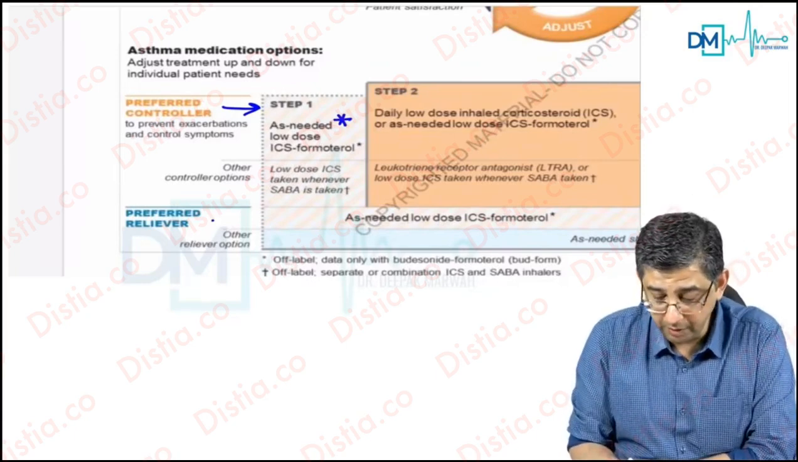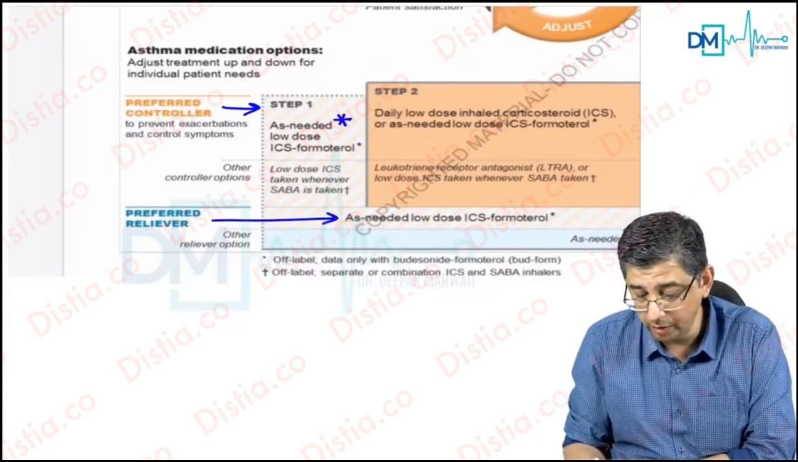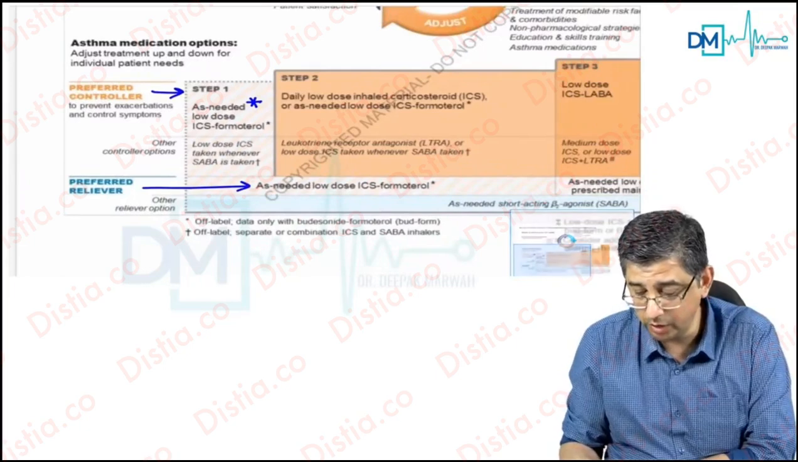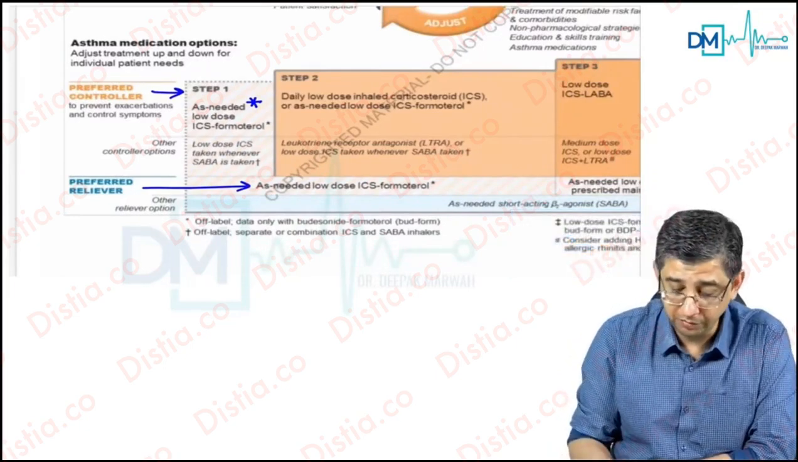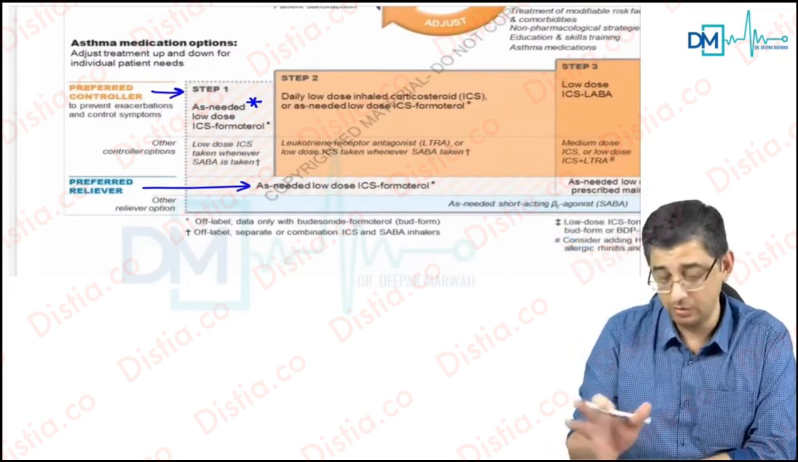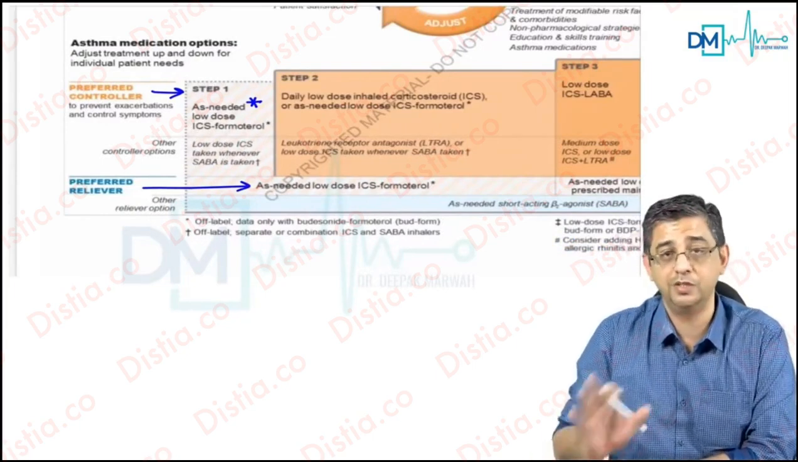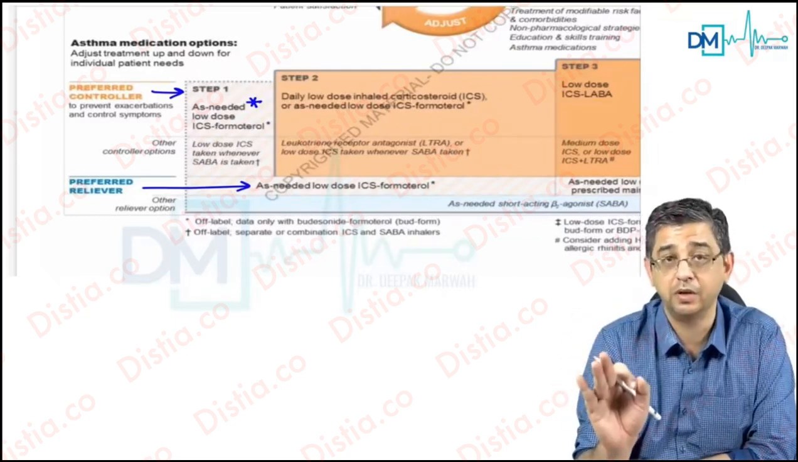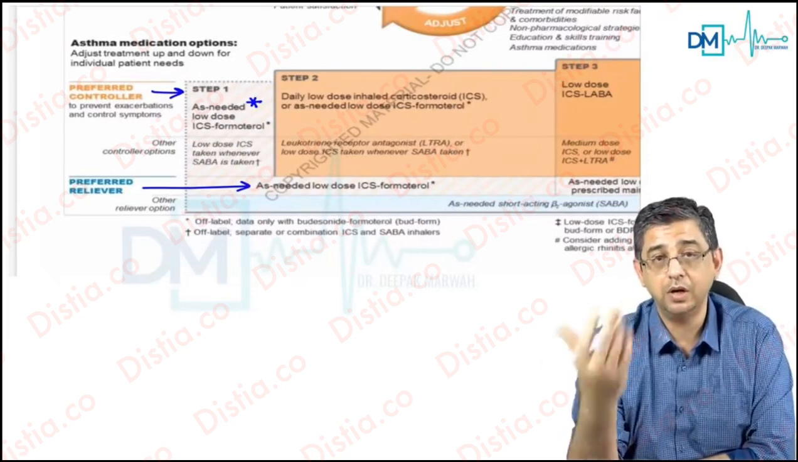Then is written preferred reliever. Look at what he's saying. As needed low dose inhaled corticosteroid and formoterol. Below he has written as needed short acting beta 2 agonist. So he's saying that if the low dose ICS formoterol combination is not available, you can still use the older one. So it's not that older one is not to be used. He's not said not contraindicated. Remember my words there. It is not that SABA is contraindicated.